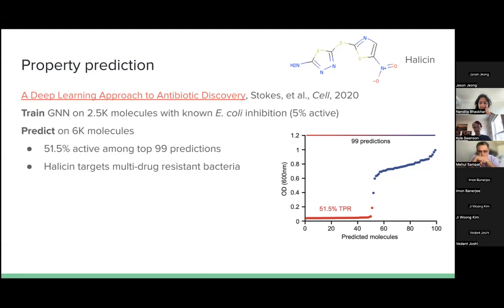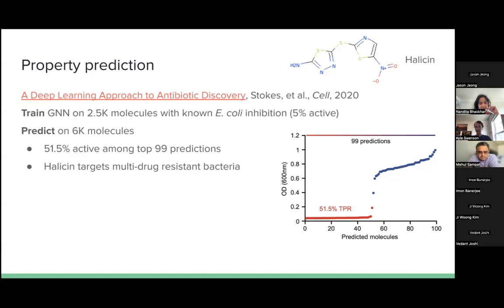to see if those would be effective against E. coli. And what was really exciting for us was that among those top 99 molecules, 50.1% of them actually were active and did kill E. coli. And that's really nice because if you compare that, for instance, to these random molecules, only 5% of those were active. Whereas if you take the ones that are model prioritized, now we're going from 5% all the way to 50% active. So it really helps enrich for these potentially antibiotic molecules.